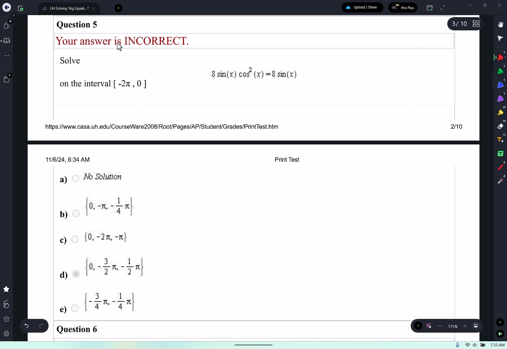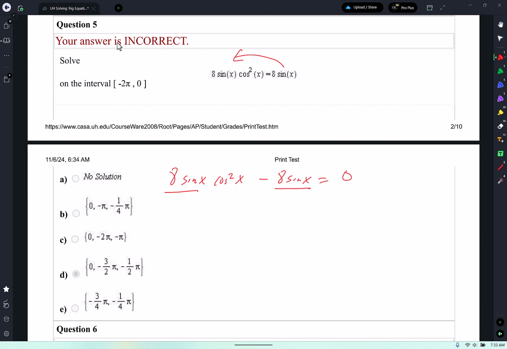Okay, so with this one right here, guys, it requires a little bit of algebra. Do not cancel out the 8 sine x's. I know some of you maybe have that habit. Move the 8 sine x to the left, and you're going to have this: 8 sine x cosine squared x minus 8 sine x equals 0. And then I see an 8 sine x here and an 8 sine x there, so that means I can factor out an 8 sine x. So I'm going to write 8 sine x in parentheses, and I'm going to write cosine squared x minus 1, close it, equals 0.